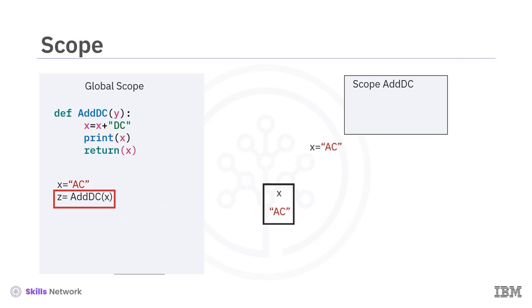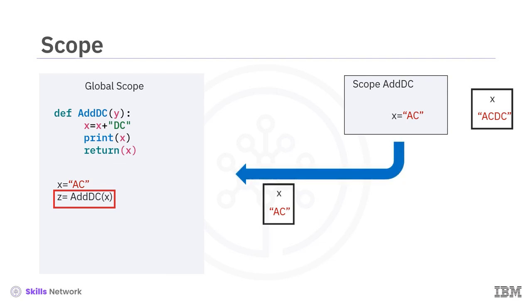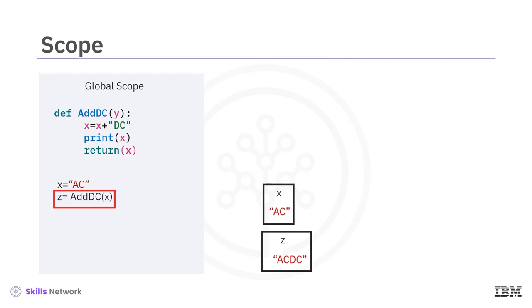When we call the function, we enter a new scope, or the scope of addDC. We pass as an argument to the addDC function, in this case AC. Within the scope of the function, the value of x is set to ACDC. The function returns the value and is assigned to z. Within the global scope, the value z is set to ACDC. After the value is returned, the scope of the function is deleted.